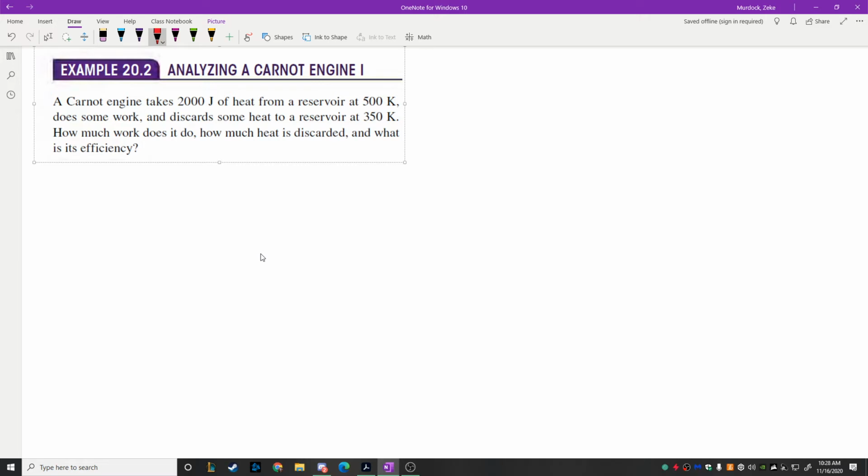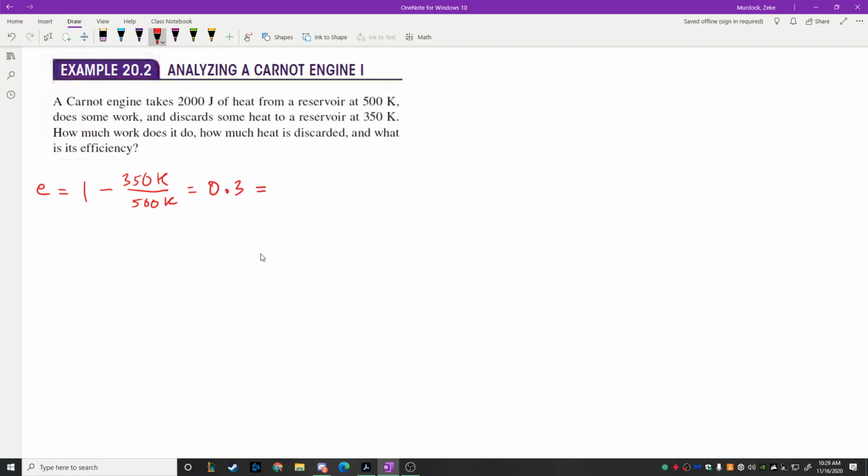We can do the easy part first. What is its efficiency? That's easy to do, right? All right, so the efficiency is equal to... Now, this is where we need to remember both definitions of efficiency, but I'll write this one down first. So we do 1 minus T cold, which is 350, divided by 500. And then it's also the work out divided by the heat in. Not the work in, the work out. So we do 1 minus 350 divided by 500, and get an efficiency of 30%. So this is 0.3, or 30%.